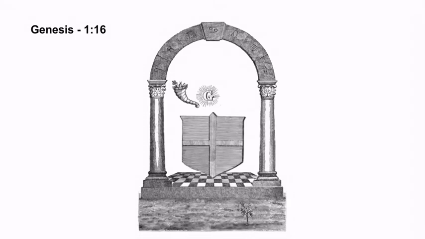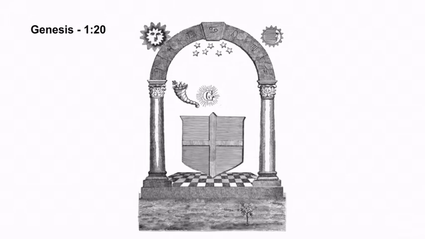And God made 2 great lights, the greater light to rule the day, and the lesser light to rule the night. He made the stars also. God placed them in the expanse of the heavens, to give light on the earth, and to rule over the day, and over the night, and to divide the light from the darkness. And God saw that it was good. And the evening and the morning were the fourth day.